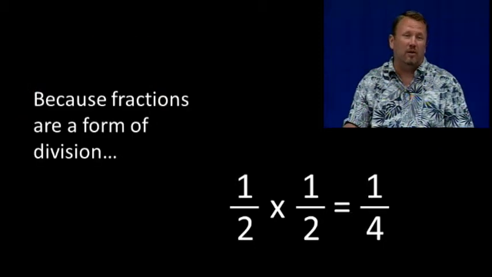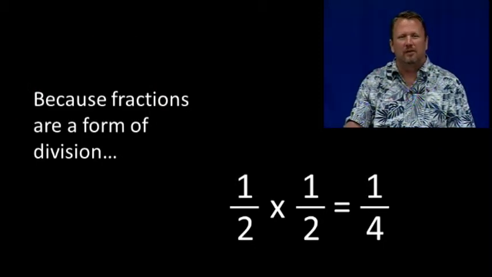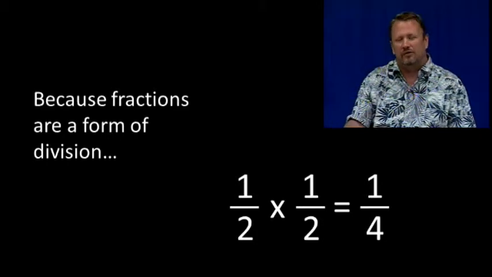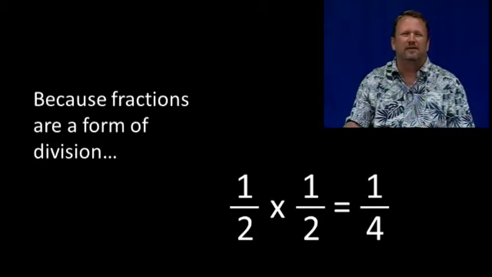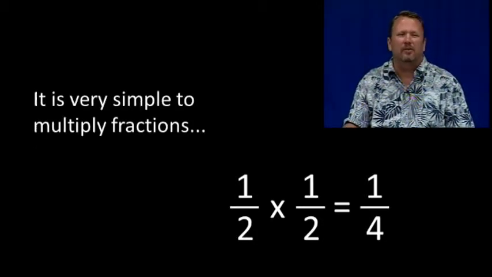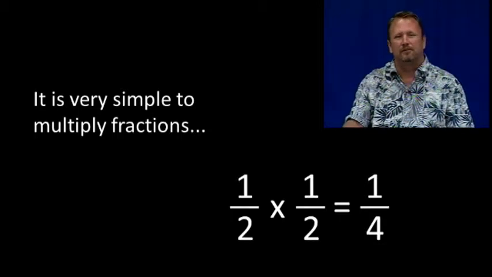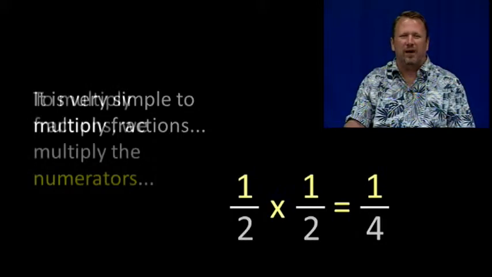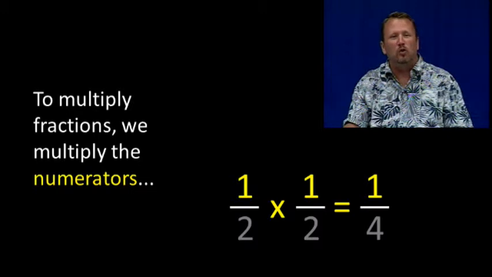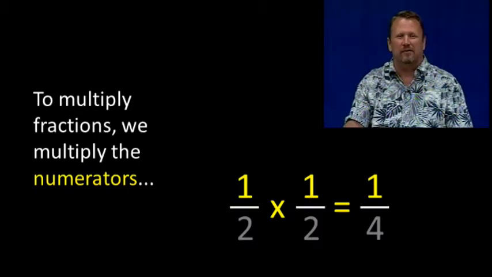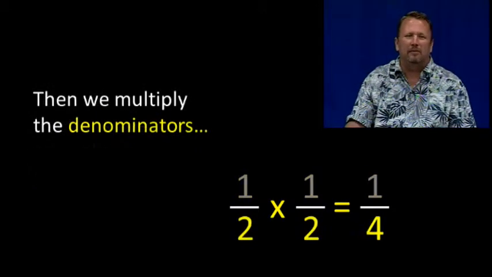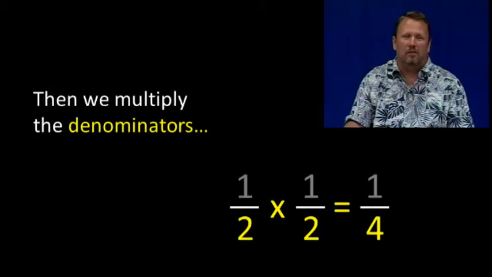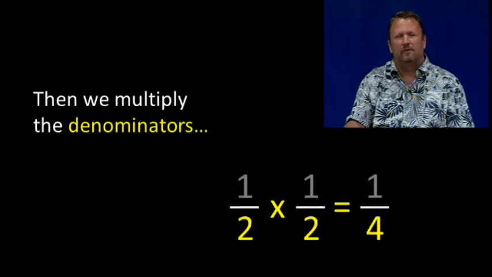Because fractions are a form of division, and remember, division is just multiplication in reverse, it is very simple to multiply fractions. To multiply fractions, we multiply the numerators, or the top numbers of the fraction, and then we multiply the denominators, or the bottom number of the fractions.